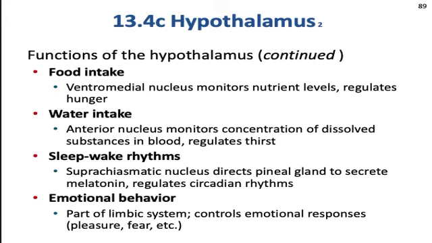Suprachiasmatic just means above the optic chiasm, which is the area where the nerve fibers that ultimately become the optic nerve cross from right to left and left to right. So this is part of the relay system that gets light information back to the pineal gland for the purposes of controlling melatonin levels, right? And then there are emotions that are here. It's an important part of the limbic system that responds to things like pleasure and fear.